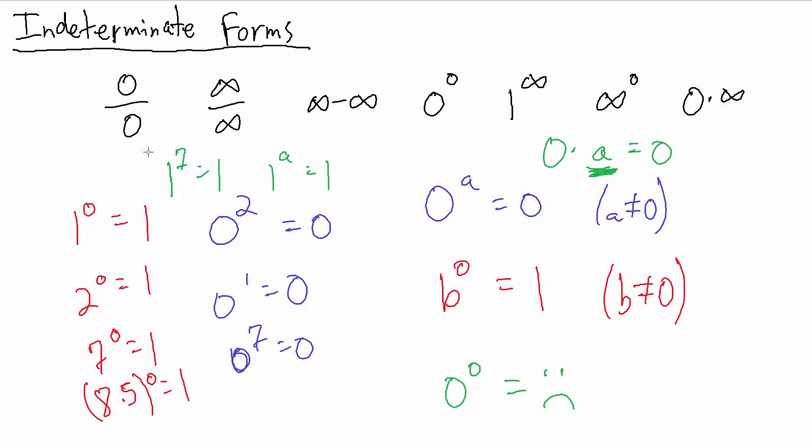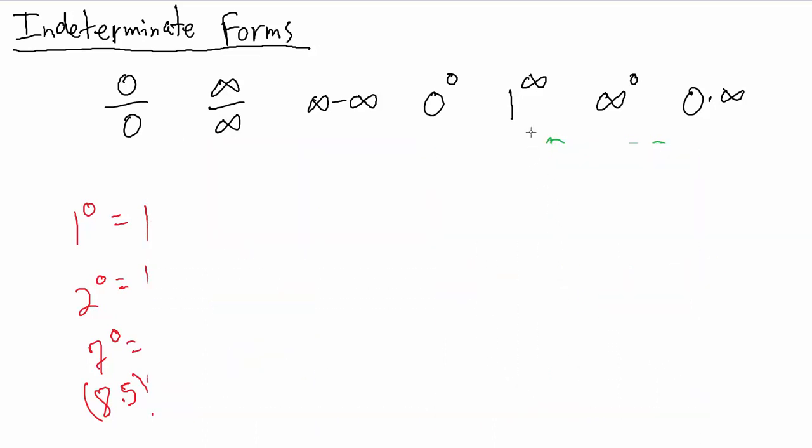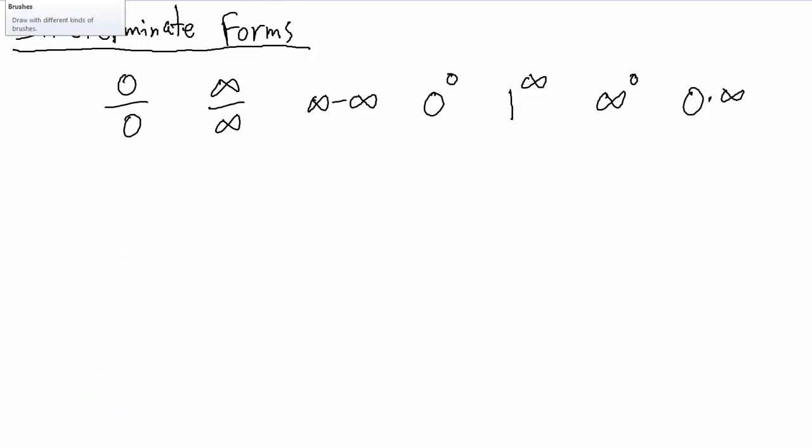Okay. Now, what's so significant about these indeterminate forms? Well, if you're evaluating limits, the first thing you always want to try is direct substitution. And if you do direct substitution and you get one of these 7 indeterminate forms, then that tells you that you can use L'Hopital's rule.